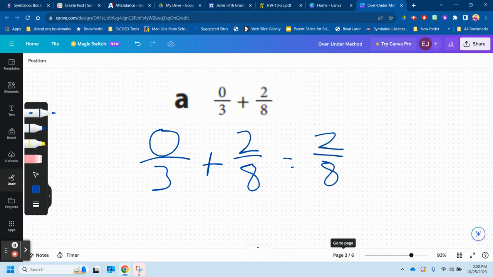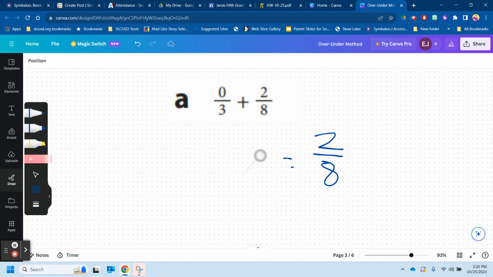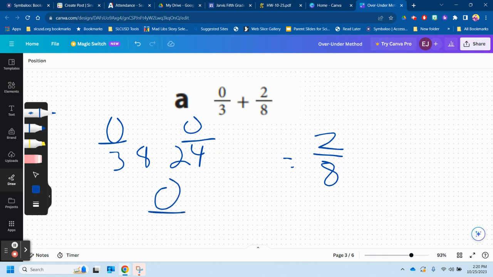But if you went ahead and found a common denominator, it might be 24. So you're going to write 0/3 as something over 24. What would I multiply the 3 by to get 24? 8 here. So I have 0/24 plus, what do I multiply the 8 by to get 24? 3. So that's 6/24. Oops. Essentially, I'm doing a lot of work, and I'm going to get the same answer, 6/24.